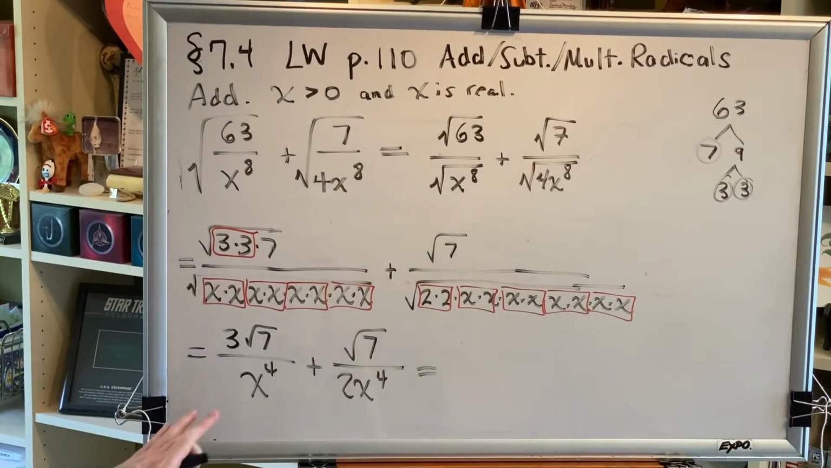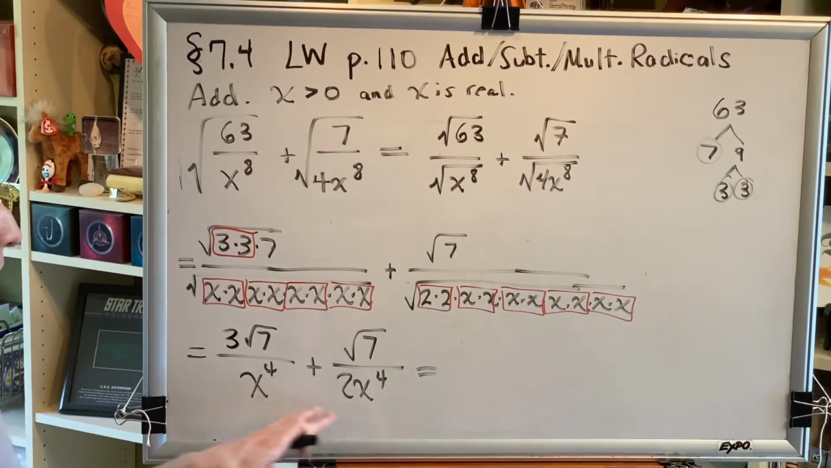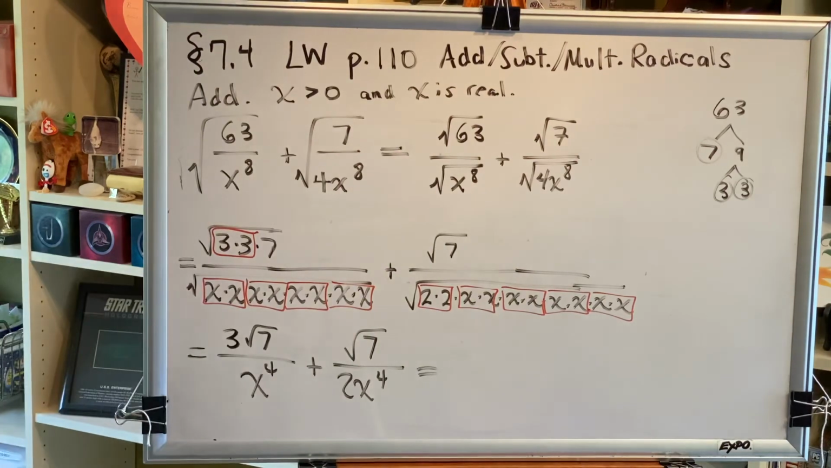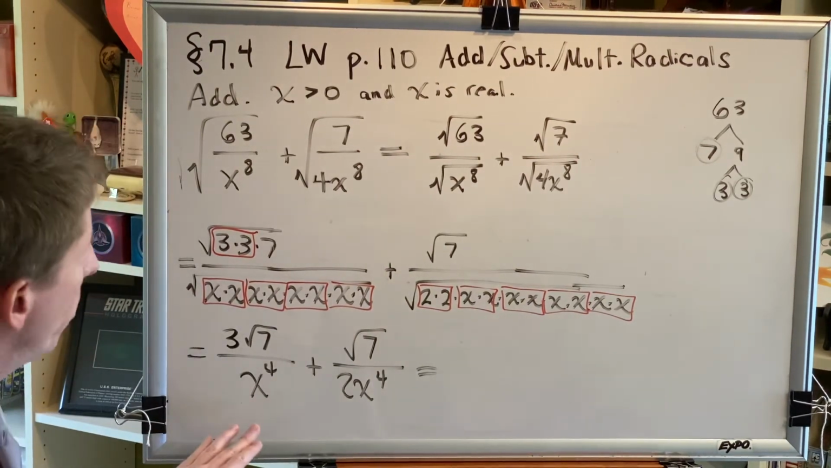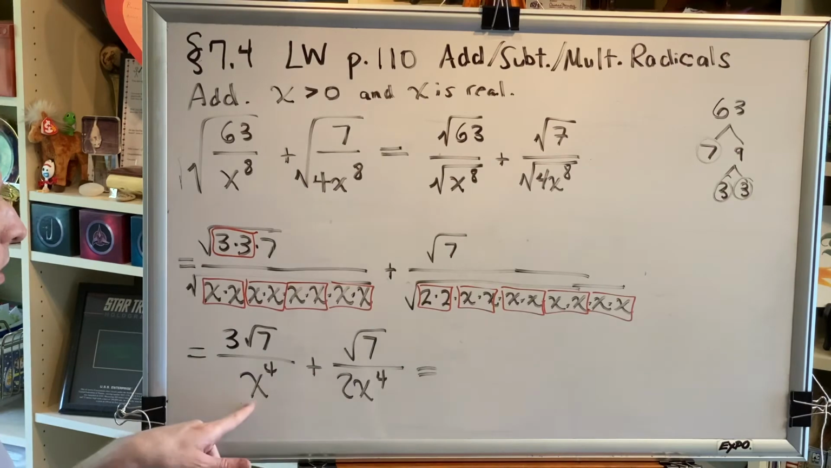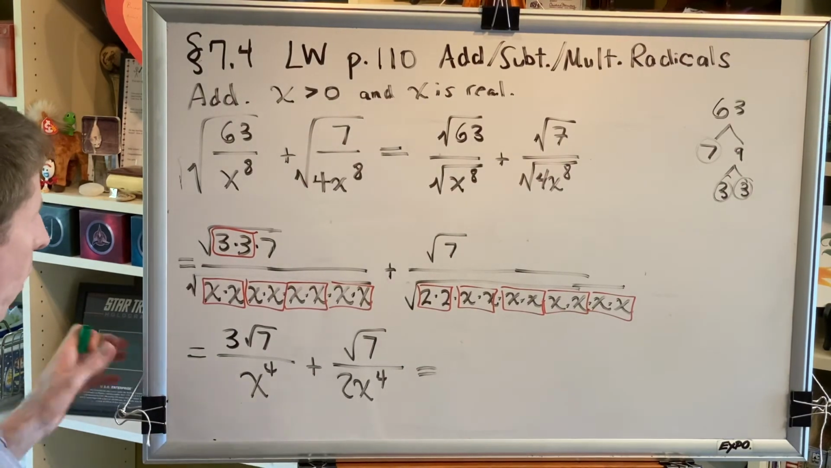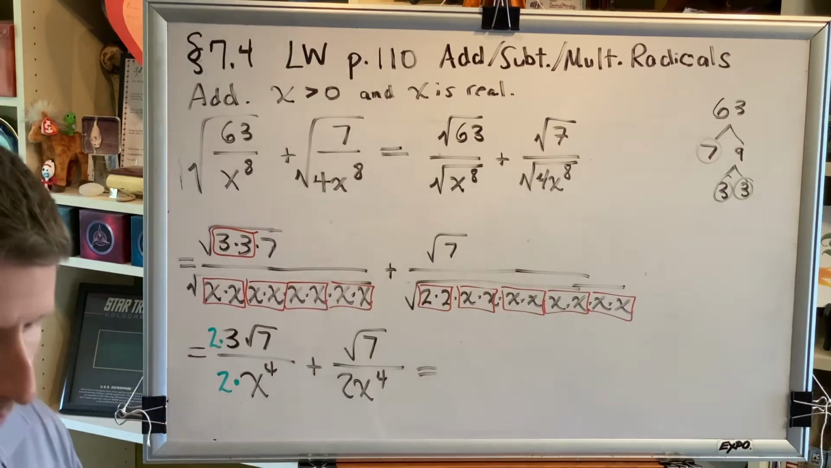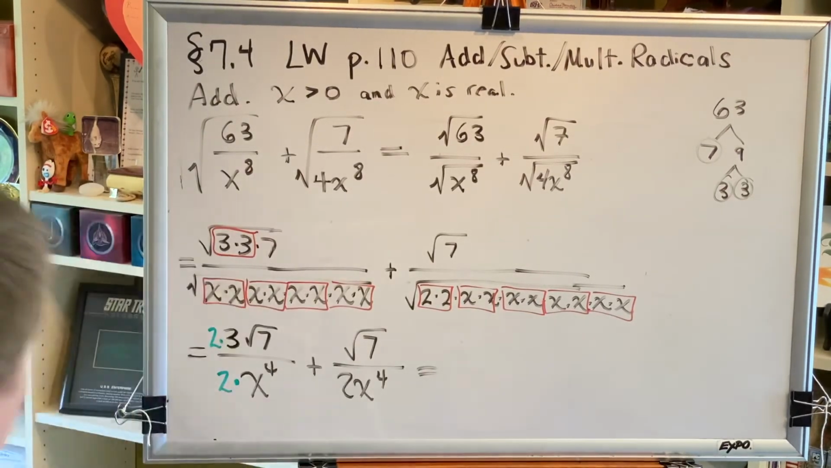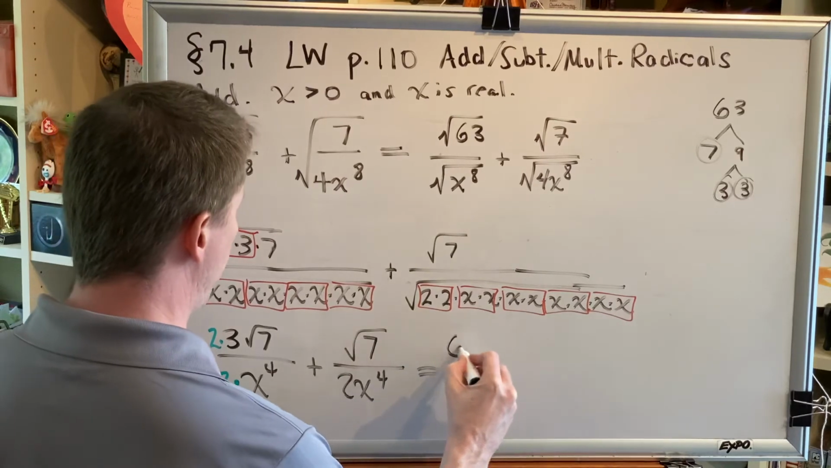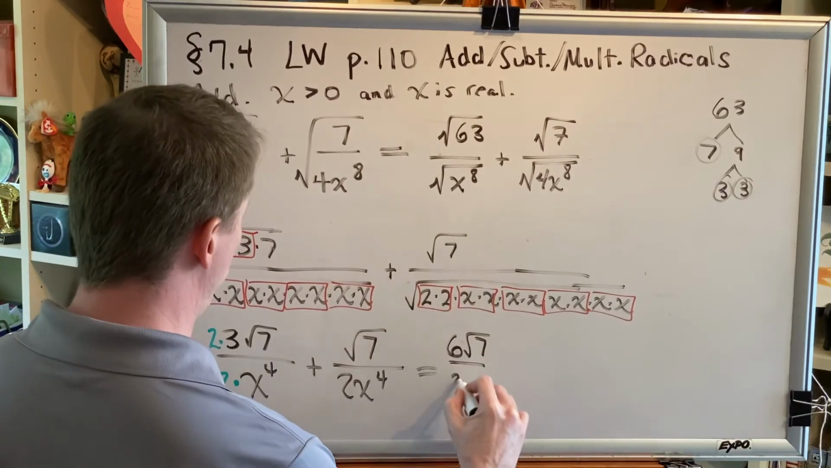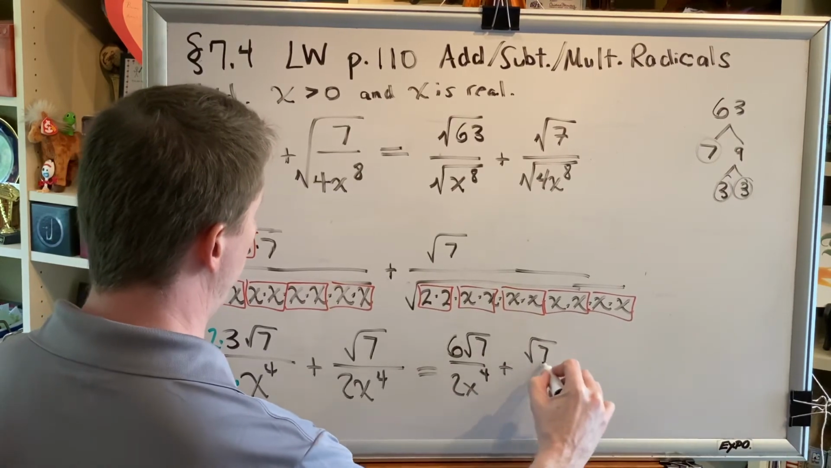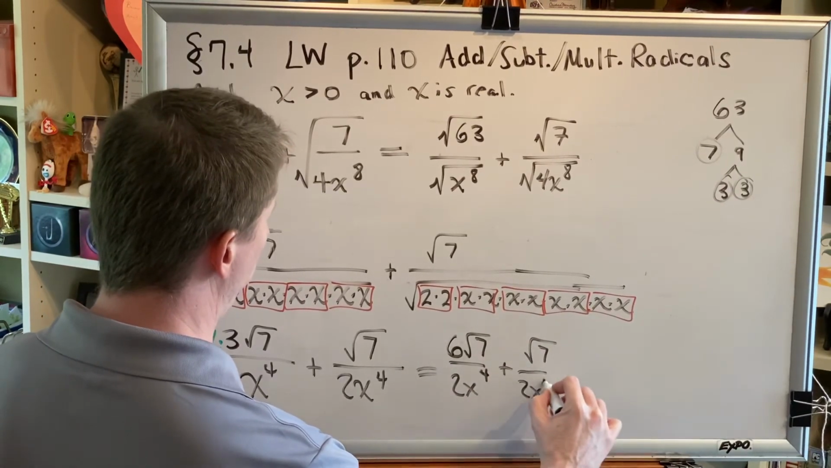Okay. Now this is not my final answer because I want to combine my two fractions into one. I'm going to use the jealous method here. When I compare these two denominators, they are almost the same, except that this one has a 2 that this one is jealous of. So I'm going to multiply times 2 top and bottom. This will give me 6 square root of 7 over 2x to the 4th plus square root of 7 over 2x to the 4th.